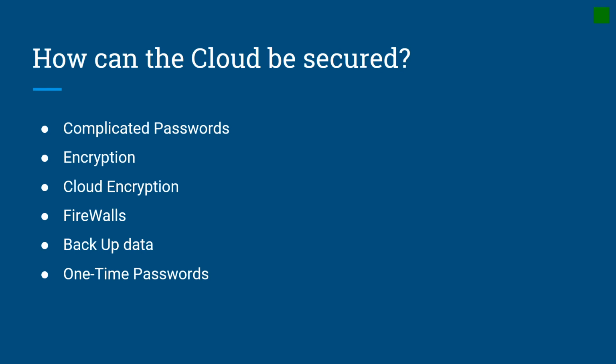Firewalls are good for keeping out programs and viruses that would access the cloud through a computer. It will detect any vicious programs trying to gain access and notify you. Backup data just to be safe, in case something goes wrong with the cloud. One-time passwords are programs that send a random password to your phone or email every time you go to a login, making the only way to gain access to the cloud through your personal device or email.